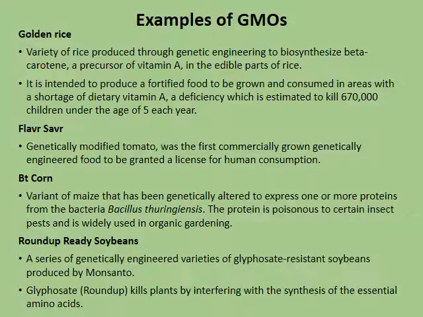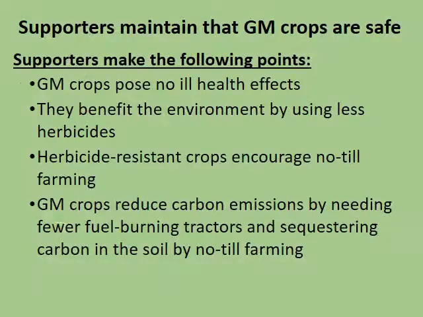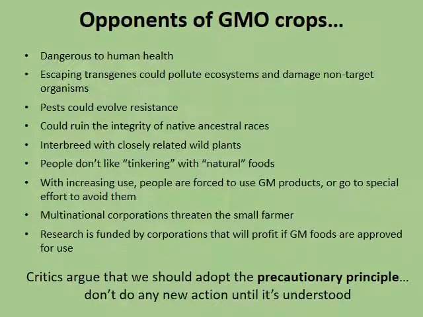Okay. So golden rice, flavor saver tomato, BT corn, and like I was talking about, those Roundup Ready soybeans. I don't need to go over this. Know these examples. Supporters maintain that genetically modified crops are safe. They pose no ill health effects. They benefit the environment by using less herbicides. They encourage no-till farming, and they reduce carbon emissions by needing fewer fuel-burning tractors and sequestering this carbon in the soil by no-till farming. Okay? Very, very good benefits of GMOs.